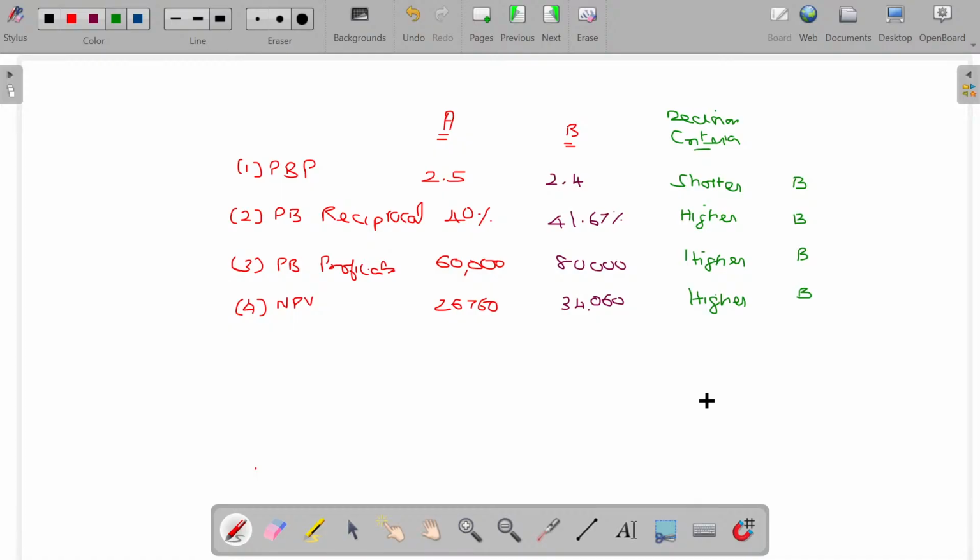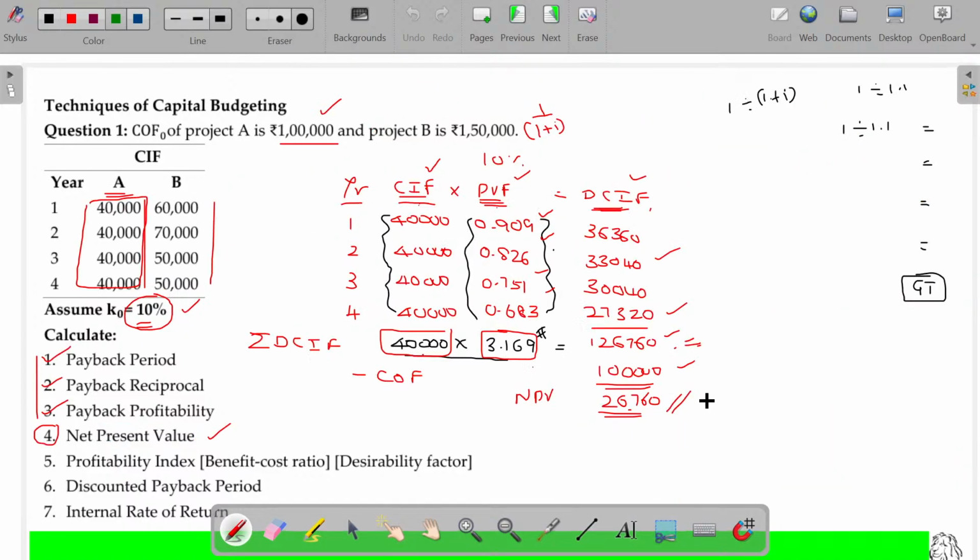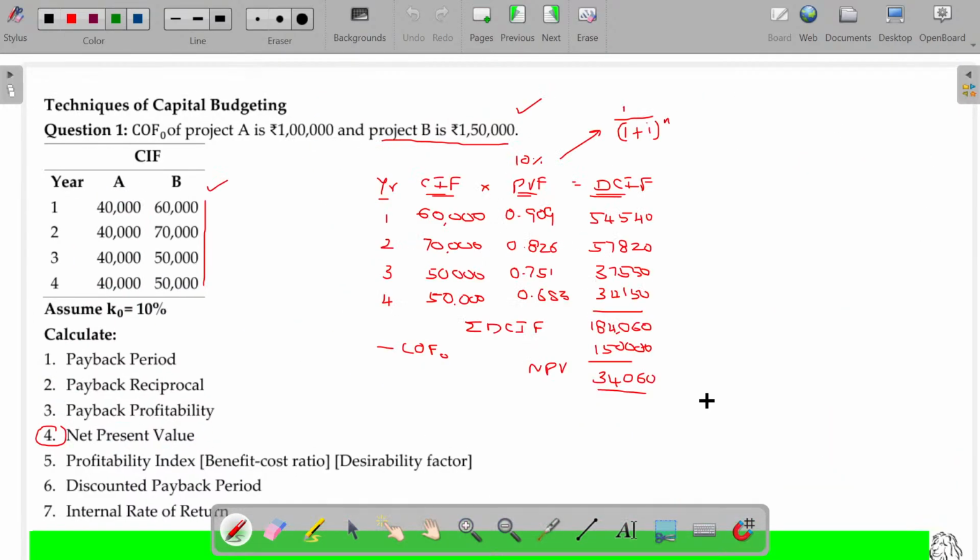Now, let's see if you compare A and B, which gives you more revenue. Naturally B gives you more revenue, A gives lesser revenue. But what is the investment requirement? For A, we need 1 lakh rupees. For B, we need 1 lakh 50. So A gives me this NPV for 1 lakh rupees of investment. In case of B, we are getting the NPV for 1.5 lakh rupees of investment.